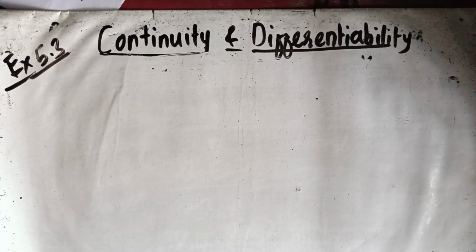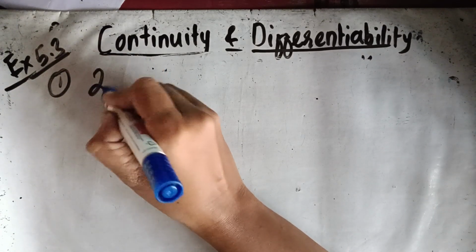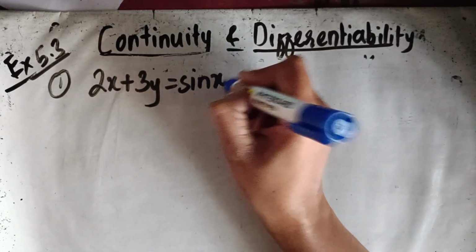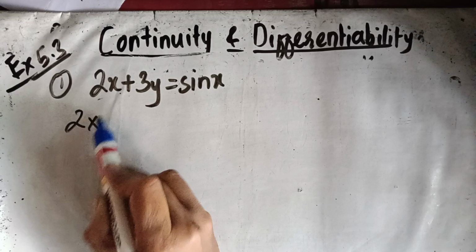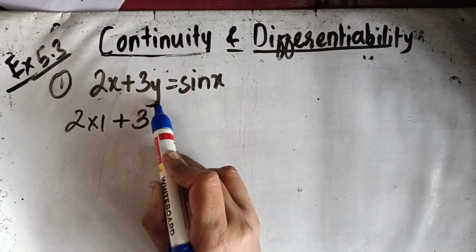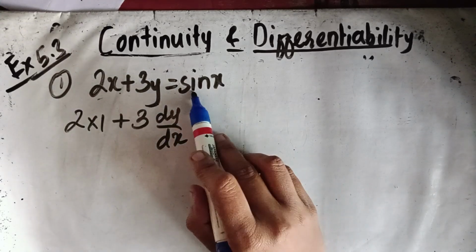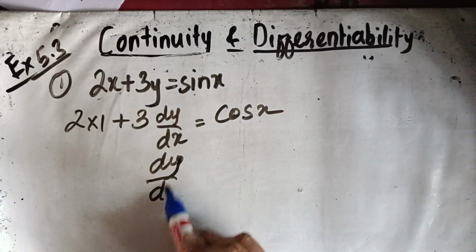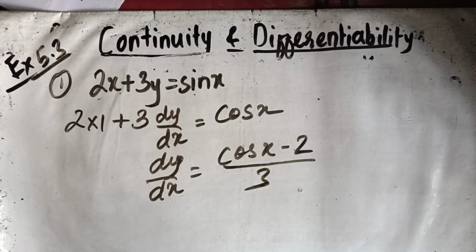Next, we can solve exercise 5.3. Okay. So first question, you have to find dy by dx and the function is given. This is implicit function, sin x. So find out derivative directly. Derivative of x is 1. Derivative of y, here single y is there, so it is dy by dx, and sin x is cos x. So your dy by dx is cos x minus 2 upon 3. Okay.